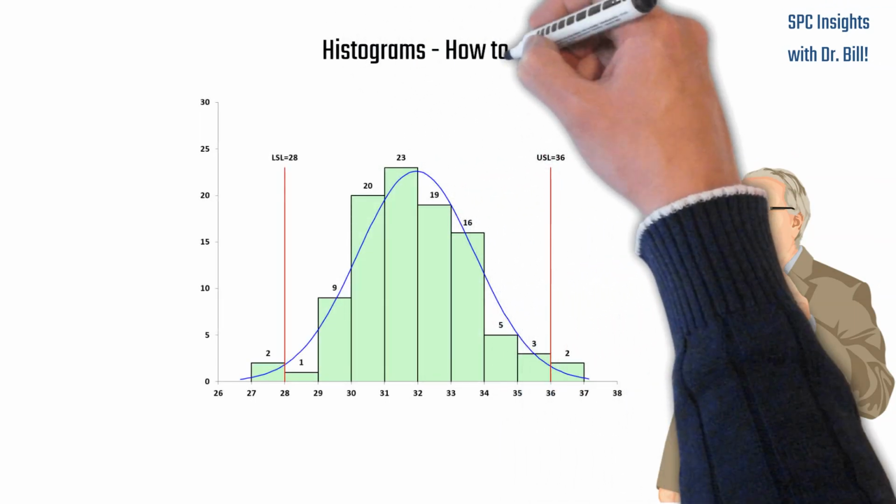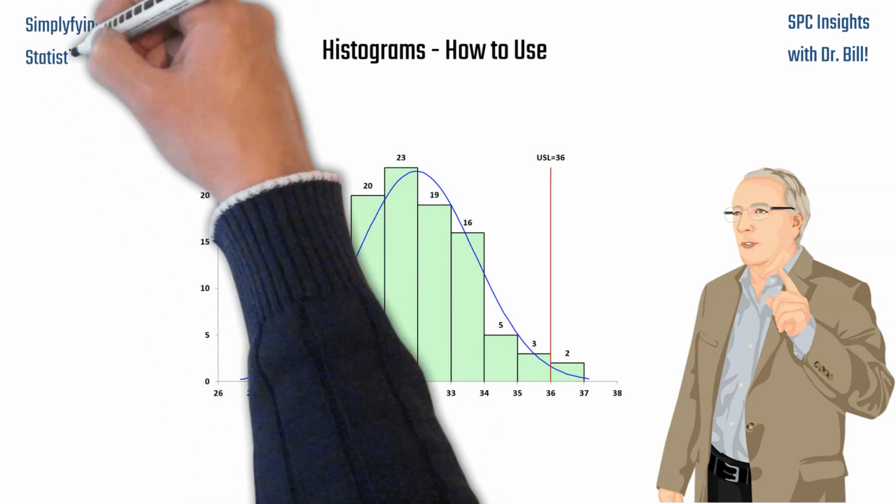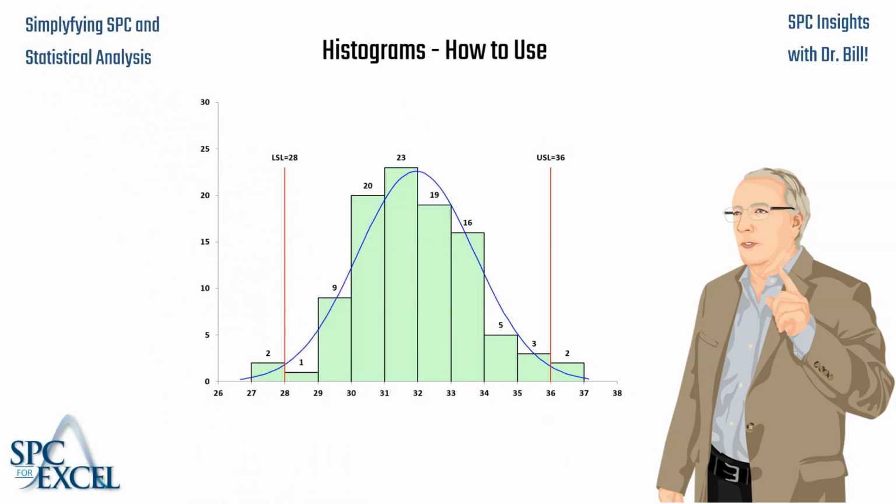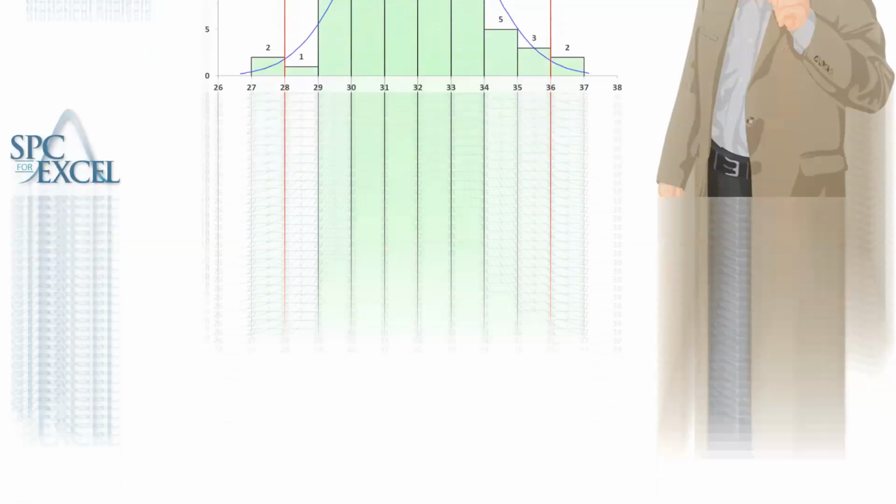This video takes a look at histograms and how to use them. A histogram looks at the history of your process. It tells you how often a range of values or a value occurred during a given time period.